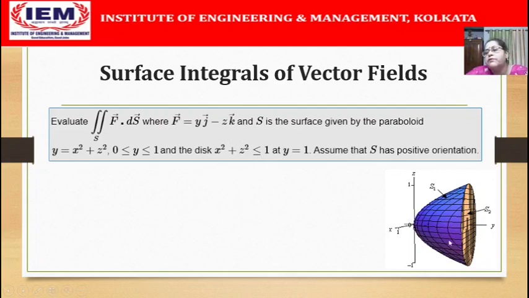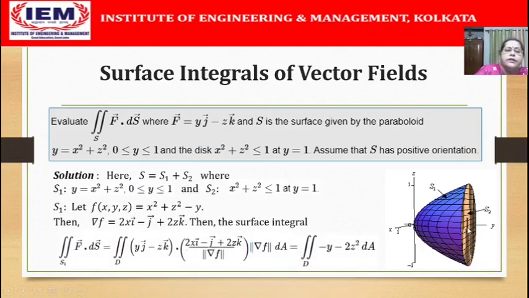So here in this figure we have denoted S1 as the surface of the paraboloid y equal to x square plus z square, where y extends from 0 to 1. And S2 represents the unit disk x square plus z square less than or equal to 1 located at y equal to 1. So essentially our S is made up of S1 plus S2, and therefore to evaluate this surface integral we have to evaluate two surface integrals, once along S1 and next along S2, and then add them up.